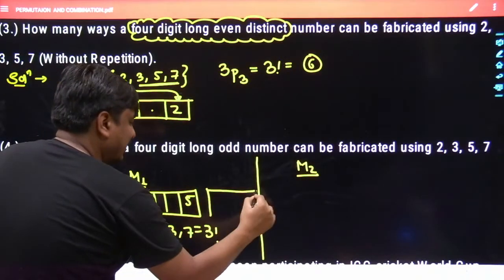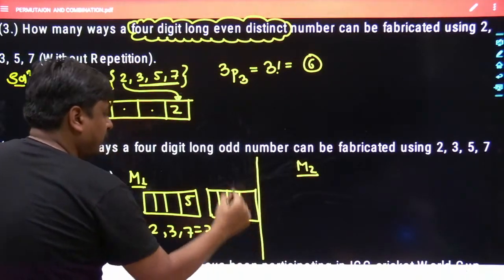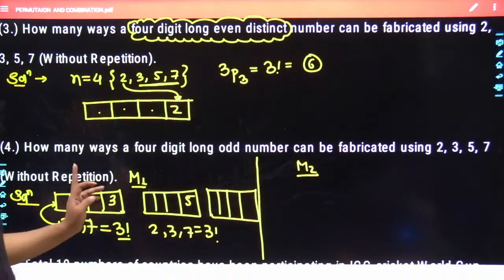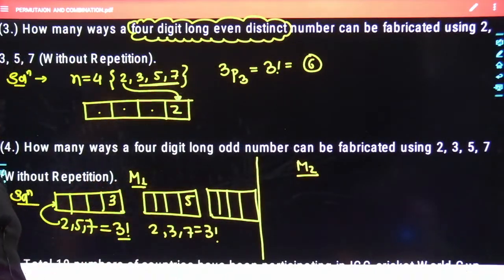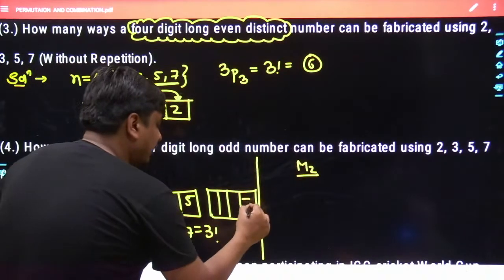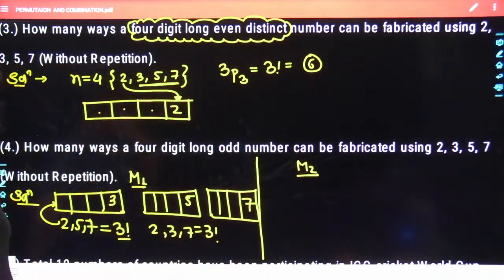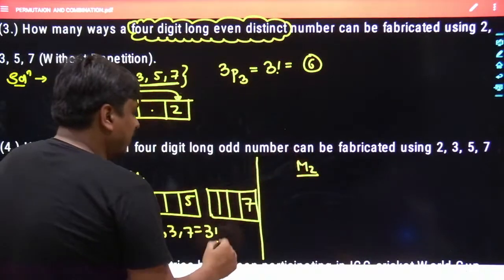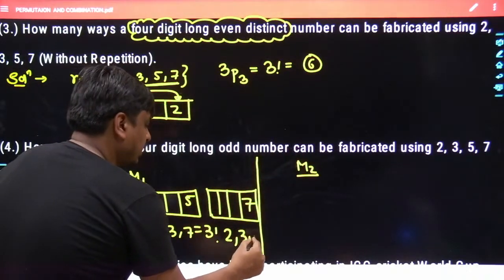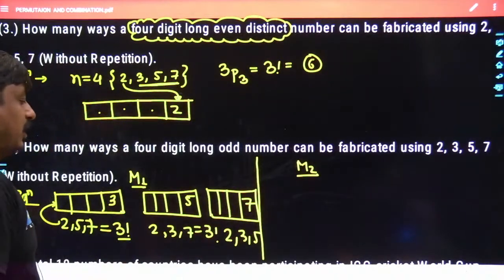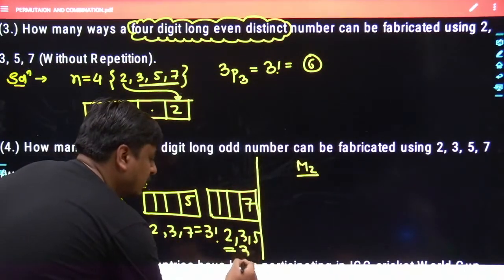And here goes the last situation. Again you have 4 different blocks. You had 3 in the units place, you had 5 in the units place, and now it's time to fit 7 in the units place. How many digits are left out? You are left with 2, 3 and 5, and again the 3 different places give 3 factorial.